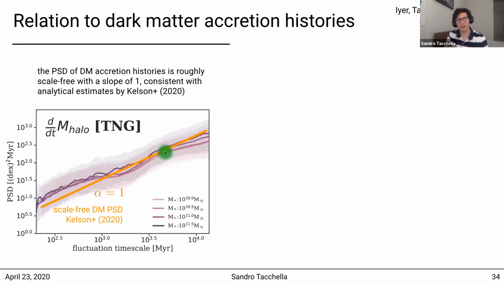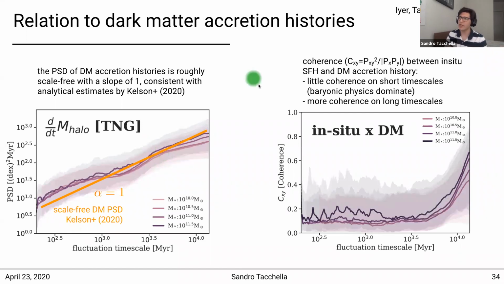Now, of course, the question is, how important is this dark matter accretion history in shaping the star formation histories of galaxies? What we can compute now is the coherence between the star formation history of the galaxy as well as the dark matter accretion history. This coherence shows you how coherent these two signals are. And when we do this coherence analysis, we find nearly no mass dependence, and the star formation histories are coherent with the dark matter accretion histories only on the longest timescales.